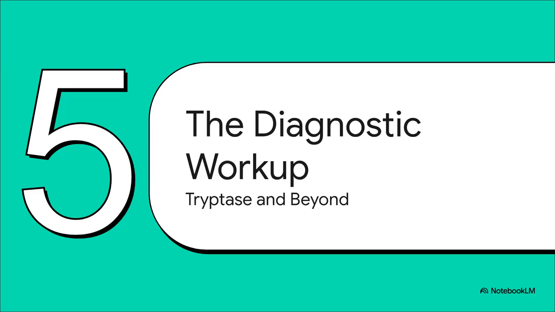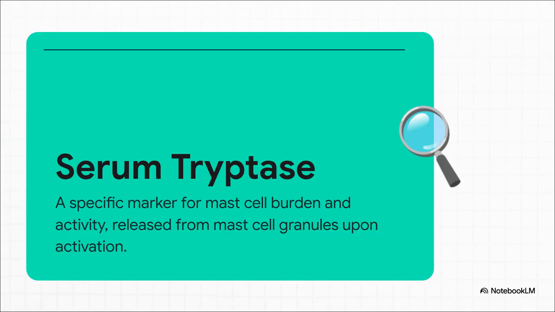Now, that second criterion, getting the proof of mediator release, that's often where the rubber meets the road. So let's talk about the workup and specifically the most important lab test you're going to order. And that test is for serum tryptase. Tryptase is a protein that's stored inside mast cells. So when we measure it in the blood, it gives us a pretty specific window into what the mast cells are up to. It tells us about both how many there are and whether they've recently been activated.